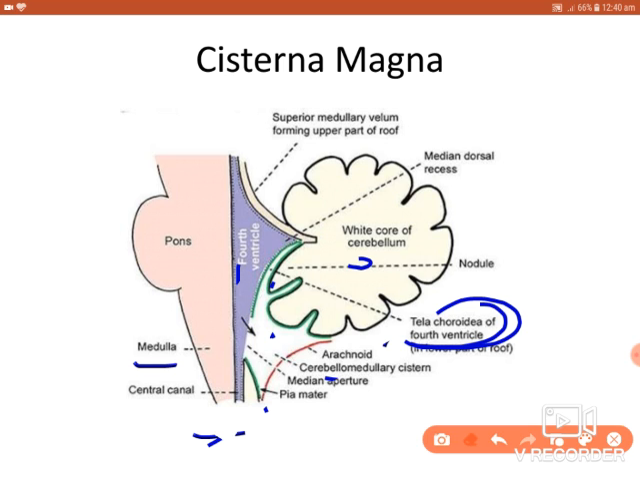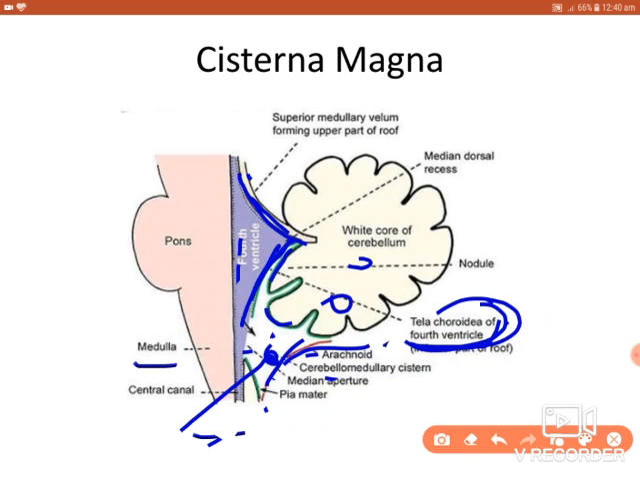Actually this inferior medullary velum is made up of this Tela Choroidea. This is the superior medullary velum. It is a nervous tissue. This superior and this inferior medullary velum form the roof. Cisterna magna is this subarachnoid space between the pia and the arachnoid mater here. It's also called the cerebellomedullary cistern.